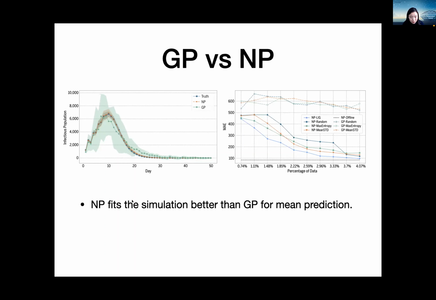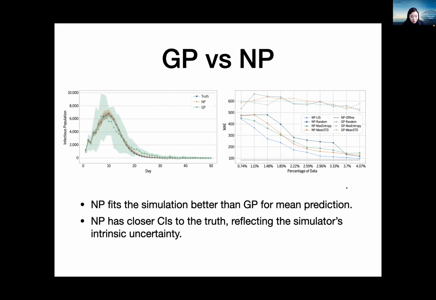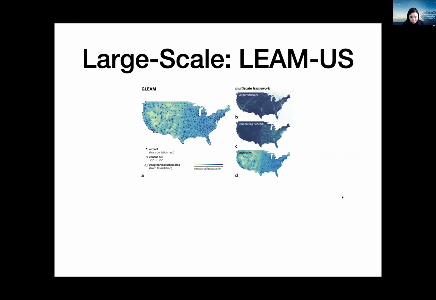The right plot shows the prediction error versus percentage of data. This is trying to compare different acquisition functions and their effect on these two different models. We can see that with latent information gain, we can obtain quite good accuracy with only 4% of the data. So that shows the advantage of using active learning.